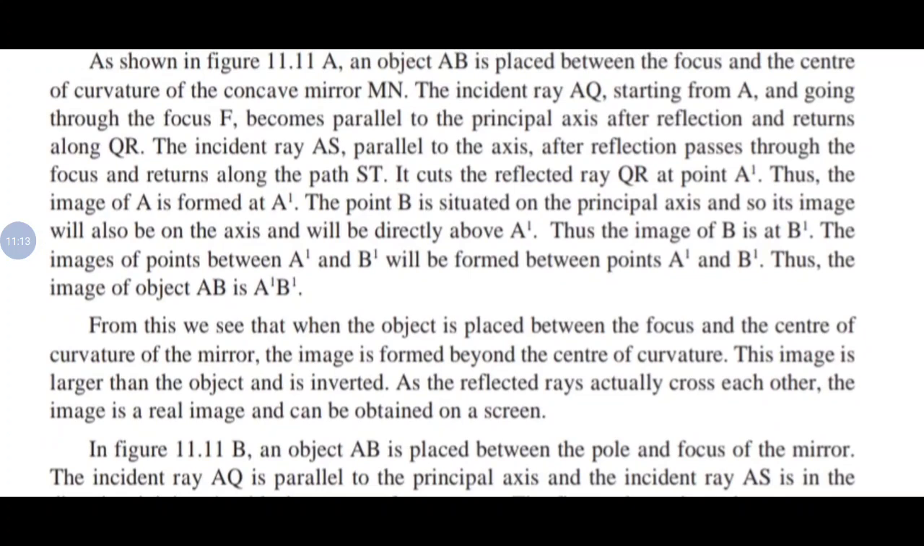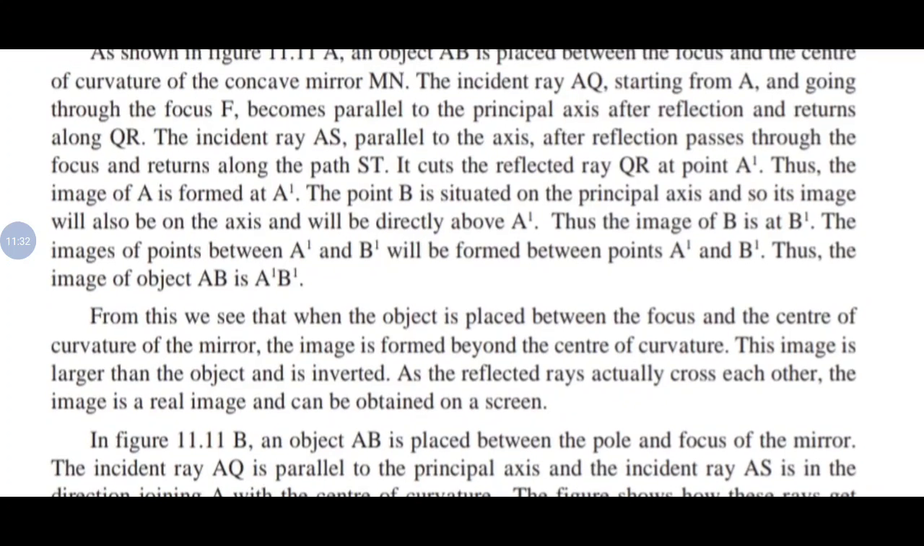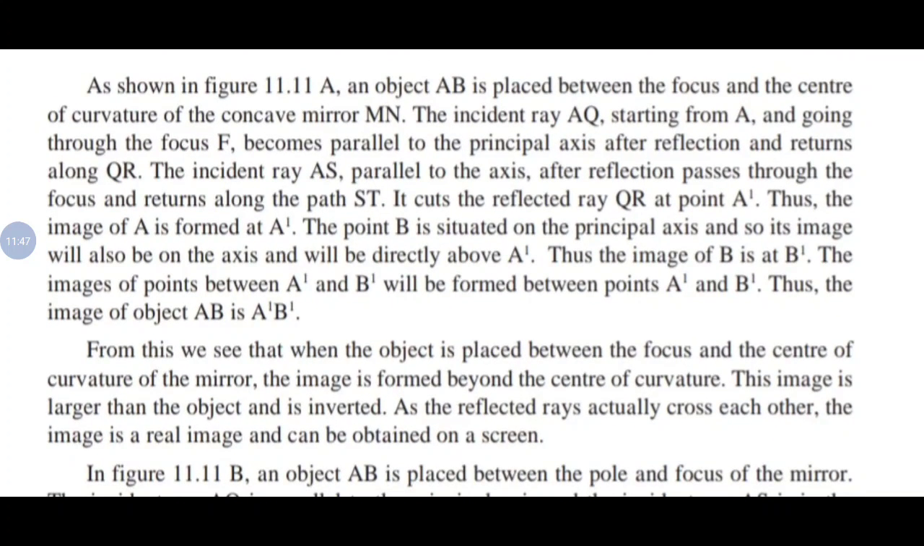The point B is situated on the principal axis, and so its image will also be on the axis and will be directly above A dash. Thus, the image of point B is at B dash. The images of points between A and B will be formed between points A dash and B dash. Thus, the image of object AB is A dash B dash. This is the explanation of that first ray diagram.